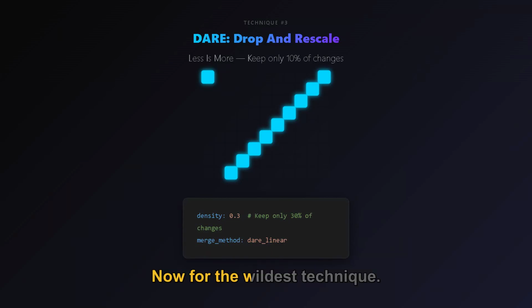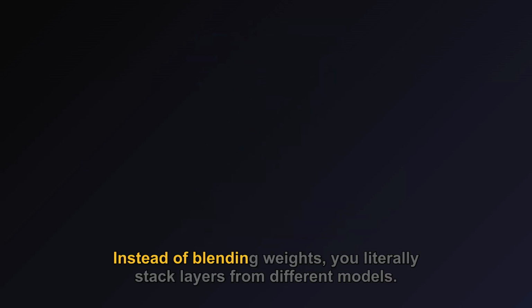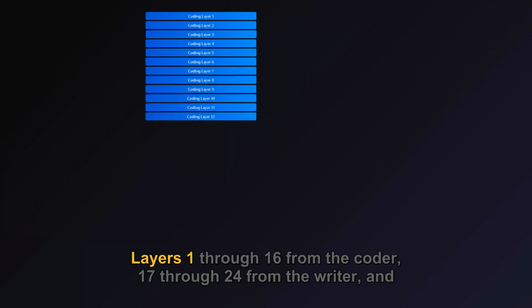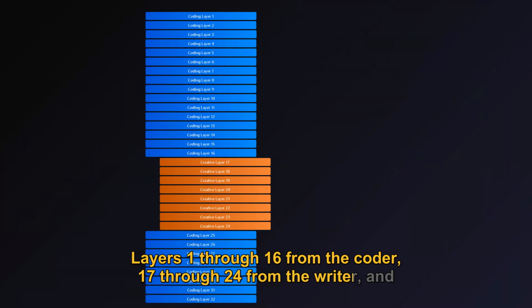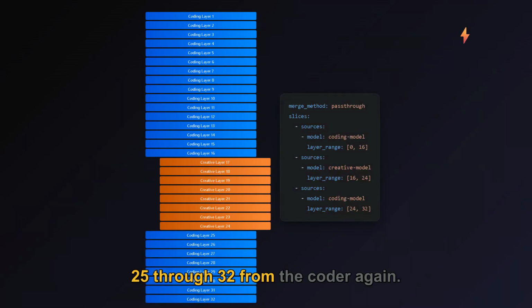Now for the wildest technique. Instead of blending weights, you literally stack layers from different models. Layers 1 through 16 from the coder, 17 through 24 from the writer, and 25 through 32 from the coder again. It's Frankenstein's monster, and it works.